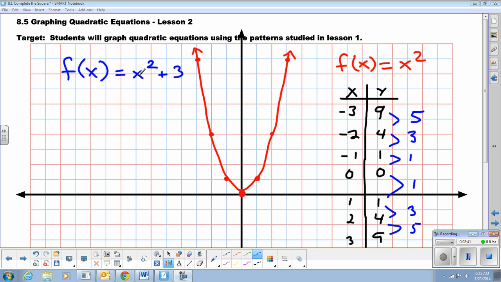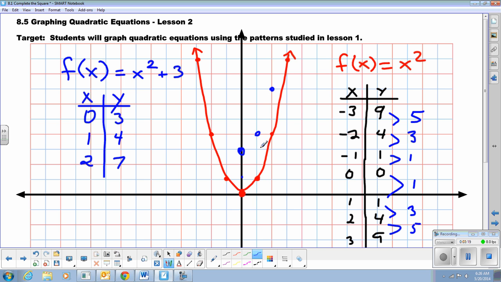If you put in 0 for x, what do I get for an answer? We'll use a table here very briefly. If I put 0 in for x, I get 3 as an answer, so I would plot 0, 3. That's right here. If I put 1 in for x, 1 squared is 1, 1 plus 3 is 4, and that's right here. If I put 2 in for x, 2 squared is 4, plus 3 is 7. So 4, 5, 6, 7 right here.